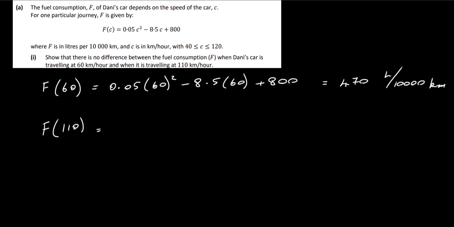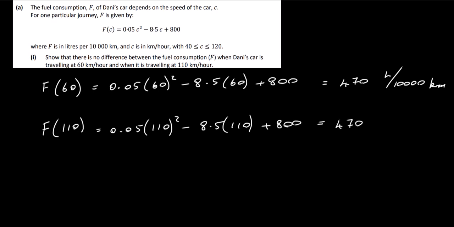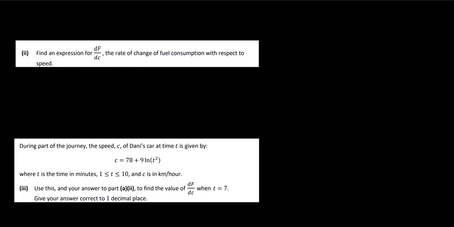So now we just got to put in 110. So it's 0.05 times 110 squared minus 8.5 times 110 plus 800. When you do that, you also get 470 and it's litres per 10,000 kilometers. That's it for part 1. Okay, let's look at part 2.